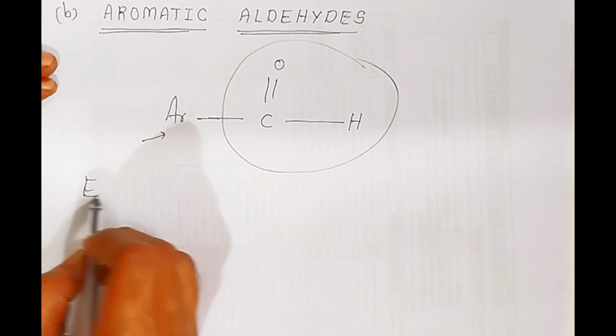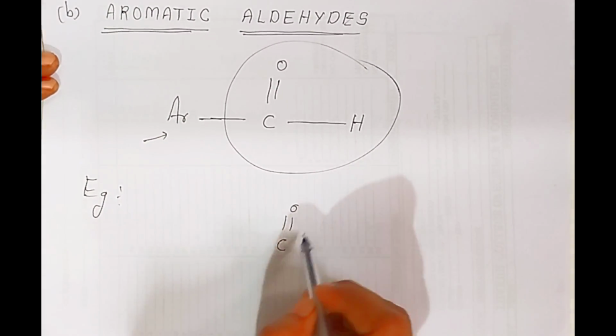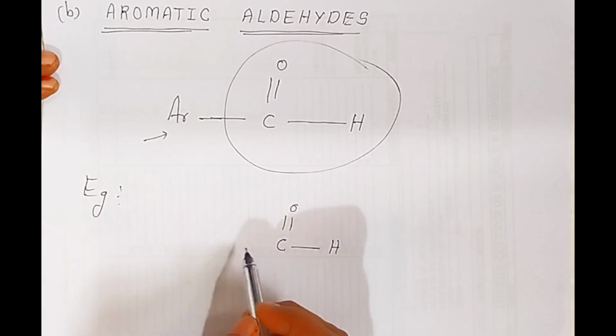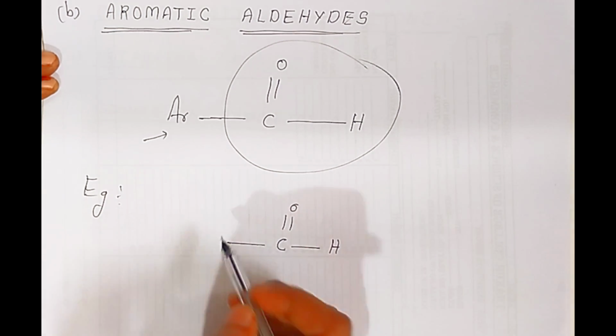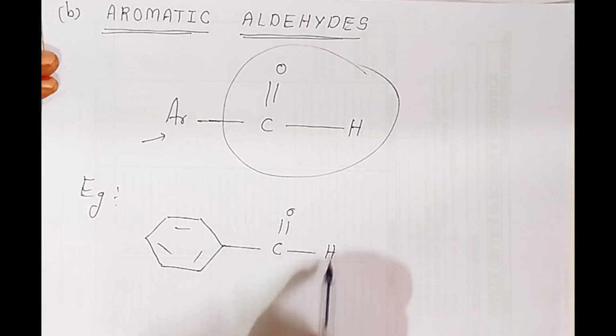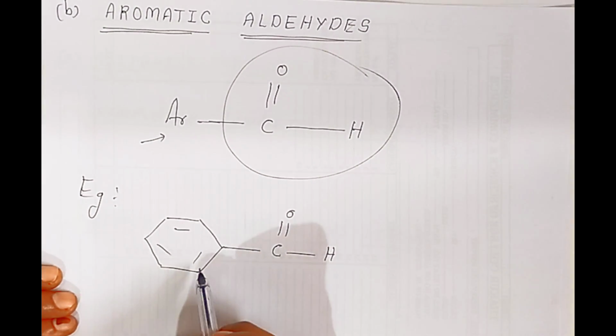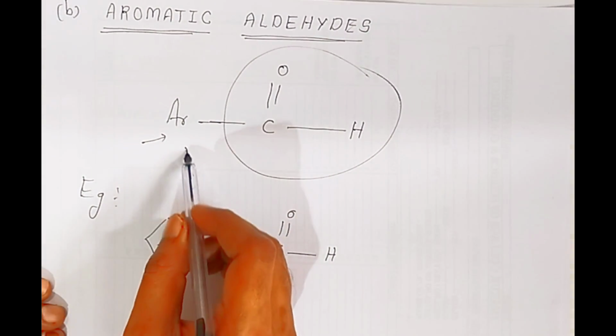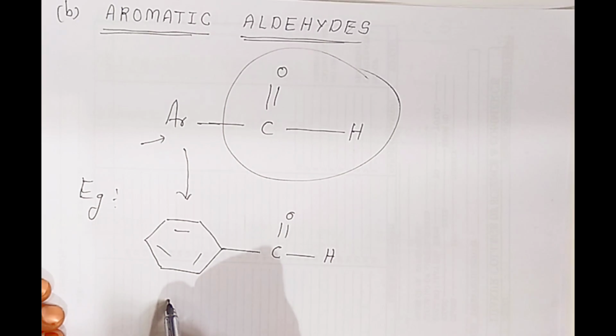Say for example, students, you can see the example: carbonyl. This is an aldehyde, students. Here it may be attached to a benzene ring. So this is the benzene ring, students. So this is called benzaldehyde, because instead of aryl I have taken benzene, so this is called benzaldehyde.